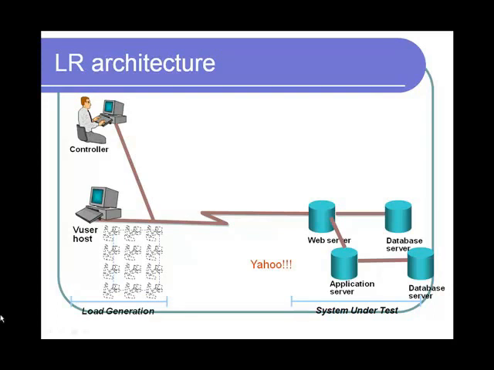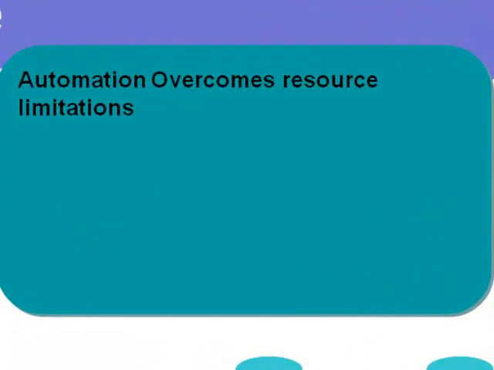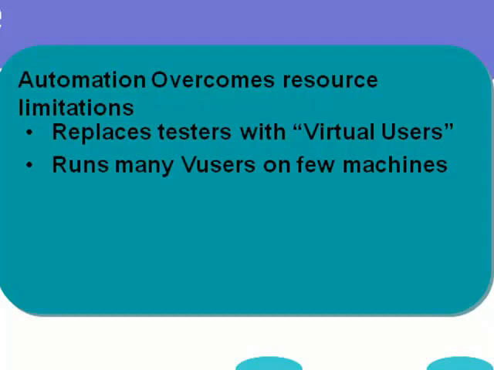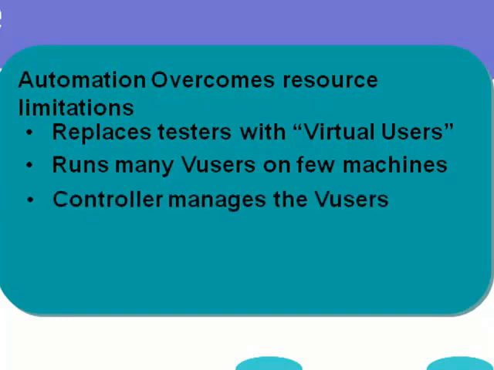So what are the obvious advantages? It replaces human testers with virtual users, so the manpower requirements go down. Many V users can run on few machines, so the infrastructure requirements go down. The controller is assigned to manage the V users, so the need for individually tracking and monitoring each V user is done away with. Using the controller centrally, you can monitor all the V users.